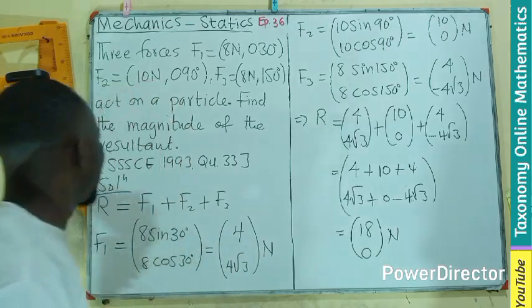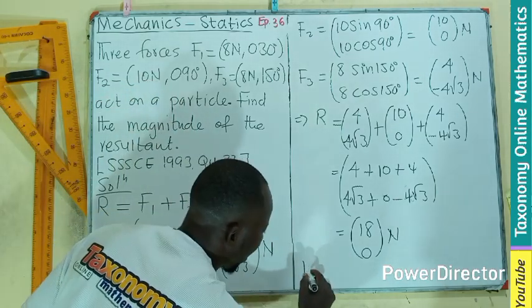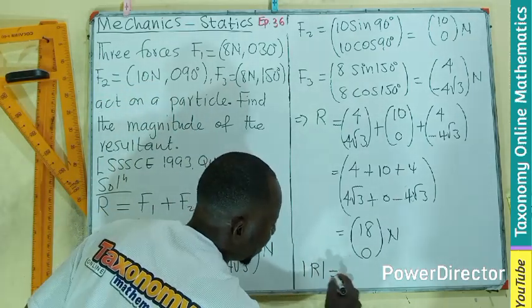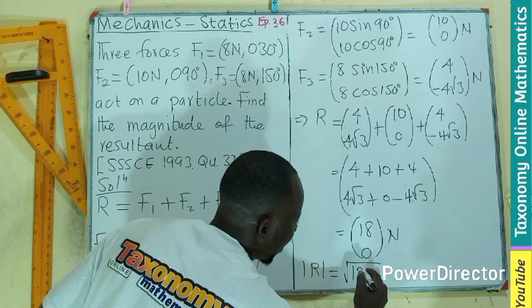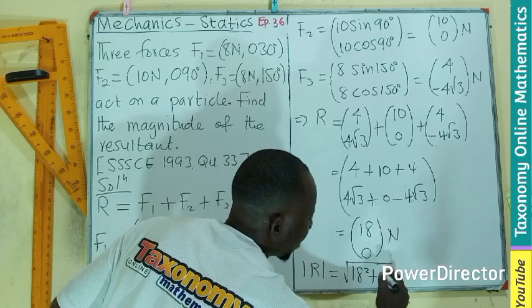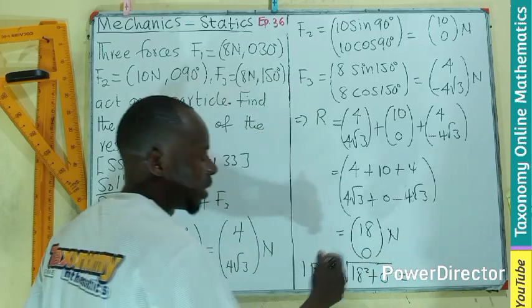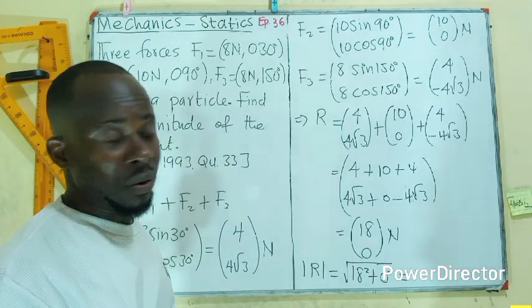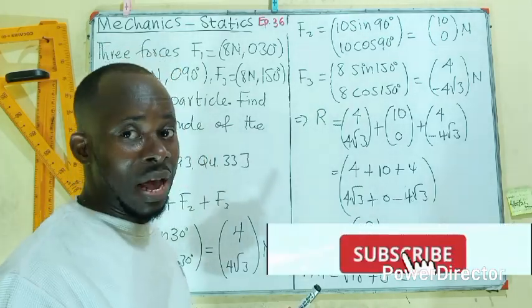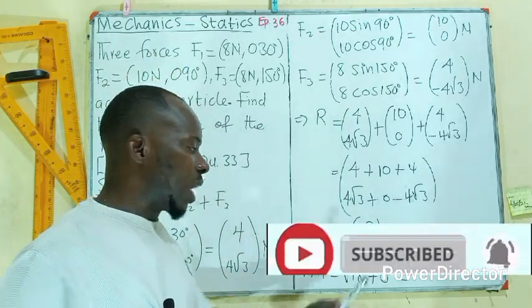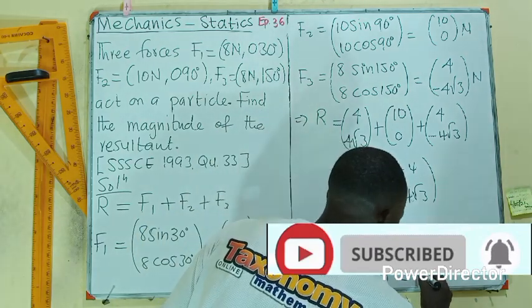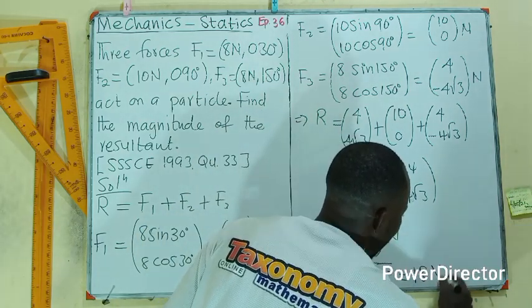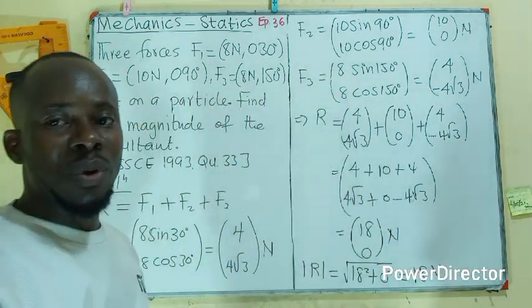But we said find the magnitude. Remember, the magnitude of R is just the root of the first component squared plus the second component squared. So 0 squared will be 0. If you find 18 squared, the root will cancel the square, so we should be left with only 18. So our answer will be 18 Newton.